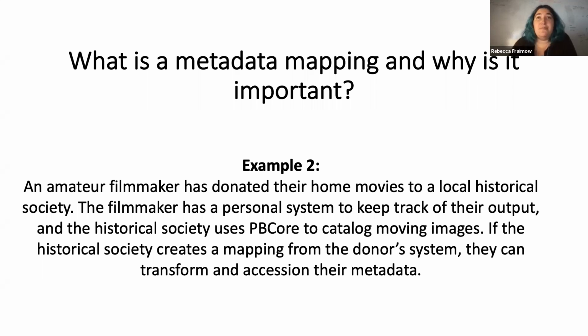So that's a traditional metadata mapping example. You have two standards. You would like to understand how to translate one standard to the second standard. For a second example, say an amateur filmmaker has donated their home movies to a local historical society, and the filmmaker has a personal system to keep track of their output, and the historical society uses PBCore to catalog moving images. If the Historical Society creates a mapping from the donor system, they can transform and accession their metadata.